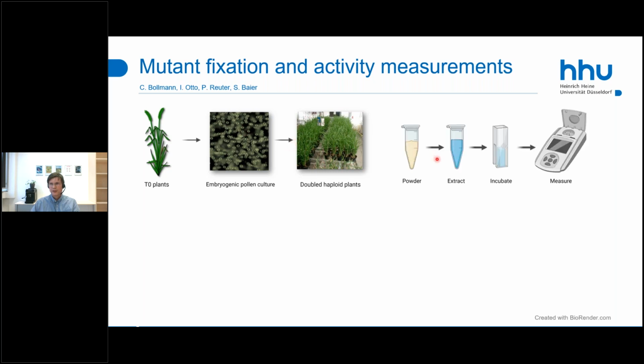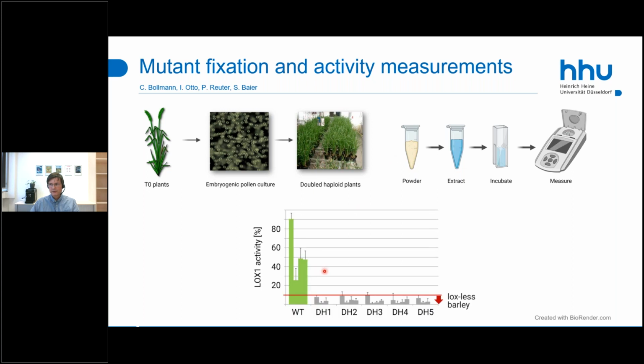And then, of course, we were making powder of our grains and did some LOX activity measurements, which is illustrated here in this diagram. On the left side, you see that for the wild type we have quite high activity, while for 5 of our DH lines we have less than 10% activity. For the brewing process, this is still fine because this is still called lipoxygenase-less barley and would be fine.